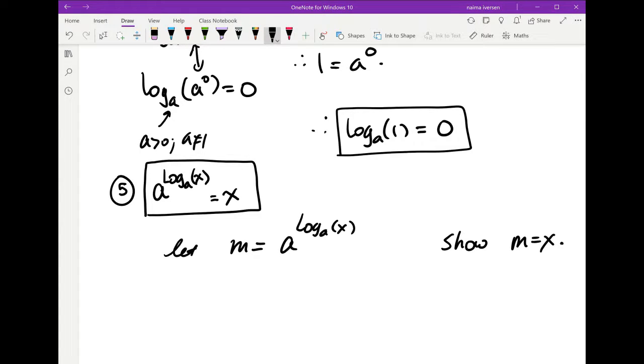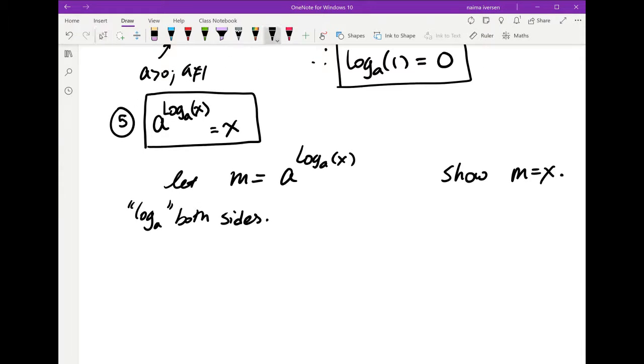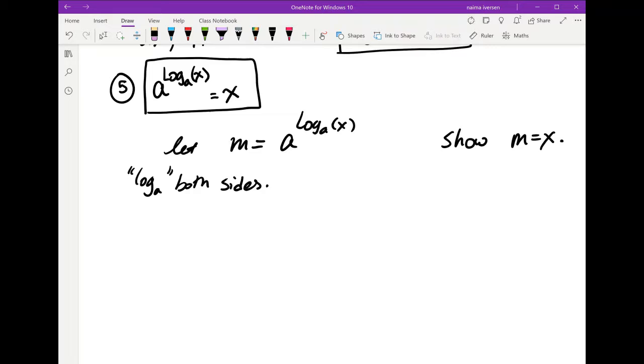Now the reason why I want to show you the proof for this thing is because I want you to see what you can do with logs. So what I'm going to do for this first one is I'm going to log base a both sides. Just like you could square root both sides or add 5 to both sides, I'm going to log base a both sides. So we're going to go log base a of m is equal to log base a of a to the power of log base a of x.